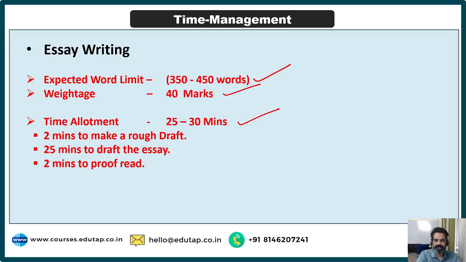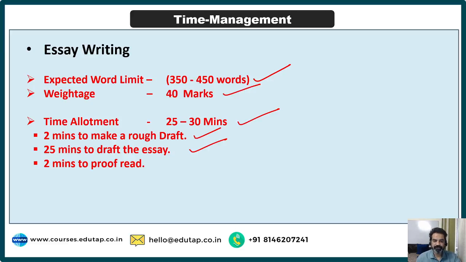Right. So you should begin with making a rough draft. So take 2 minutes after you've chosen your topic to make a rough draft, right? Then spend 25 minutes to draft the essay. I mean, to write down your points, your views, your opinions, your ideas, your statistics, reports, schemes, data, facts, right? So take 25 minutes for that, and you should be done within 25 minutes.